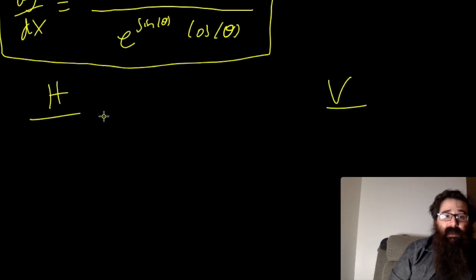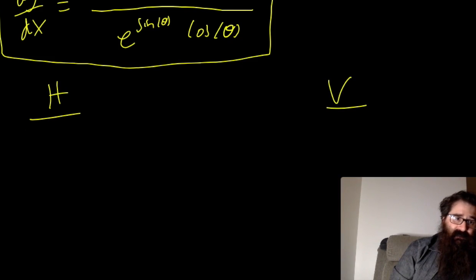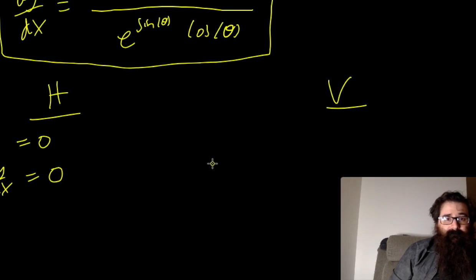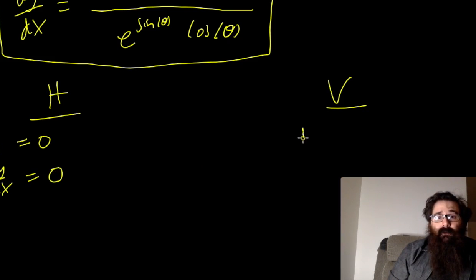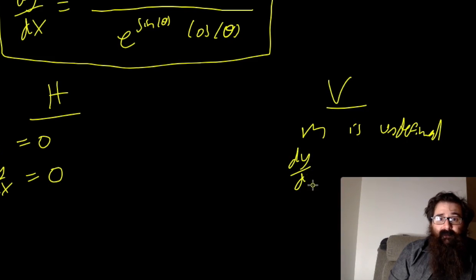For the tangent line to be horizontal means the slope of the tangent line would have to be 0, which means that dy/dx would have to be equal to 0. Whereas for the tangent line to be vertical, the slope would be undefined, which means that dy/dx would be undefined, of course.